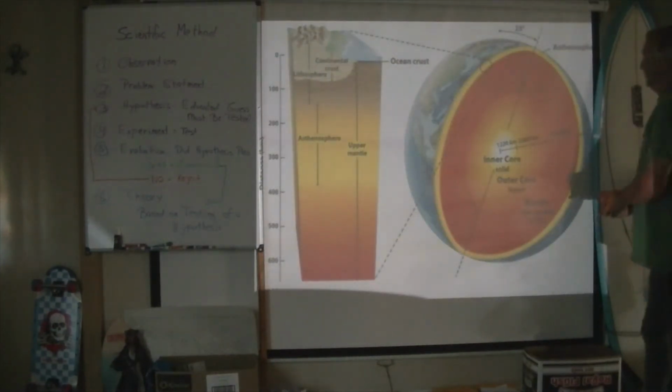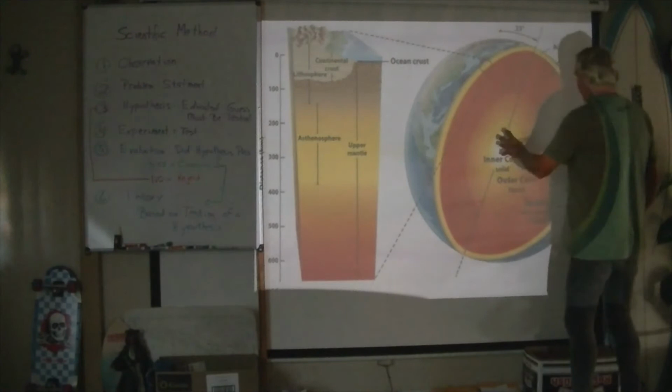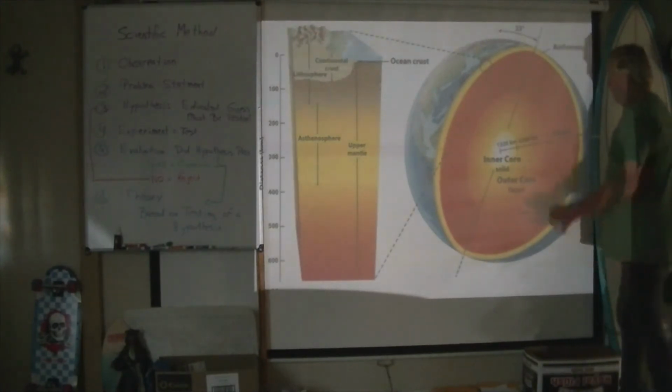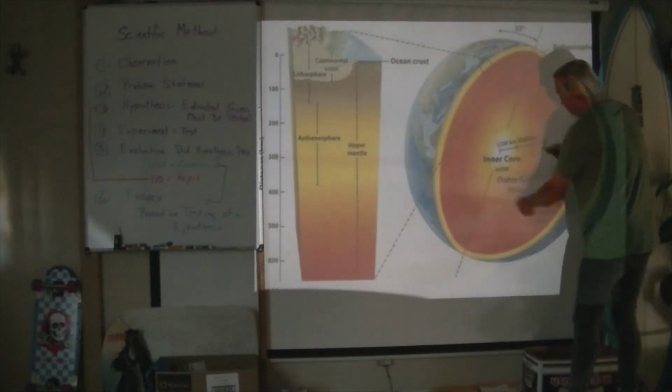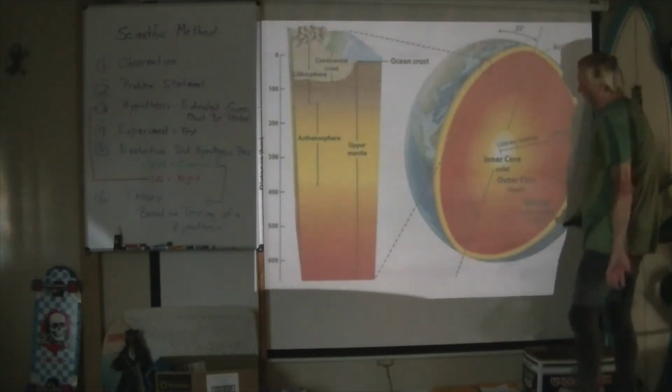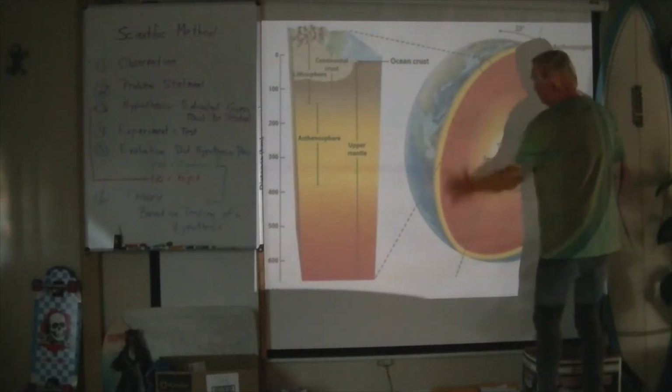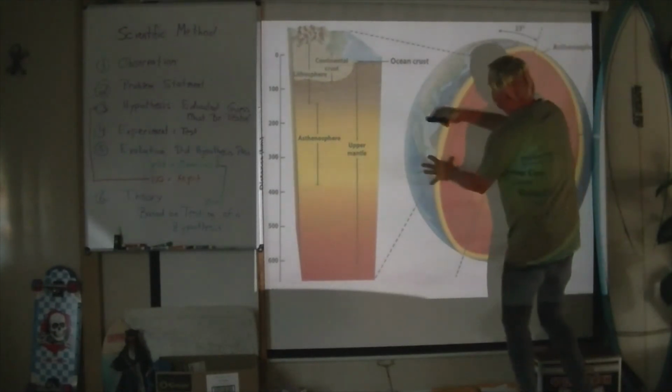So convection. Inside the Earth, there's our inner core. It's iron. This magma is circulating around this inner core. It creates an electromagnetic field. Because of this magma circulating, it helps these plates move.